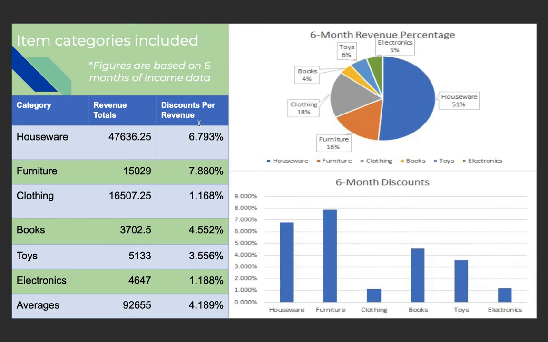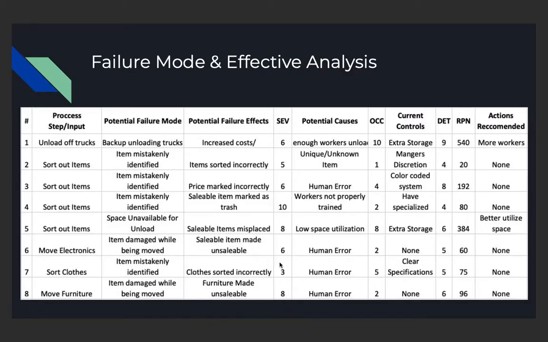But with this, we were just trying to tell them, hey, you might think clothing's your big ticket item, but it's actually furniture and houseware. So just putting those in the forefront of their minds so that we could talk about what we want to change later on. And then this is another analytical tool, failure mode and effects analysis.